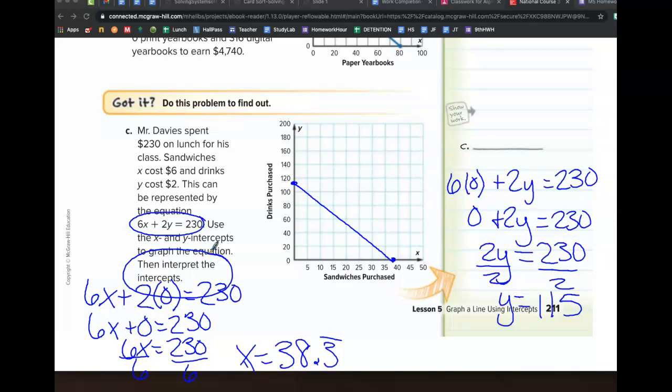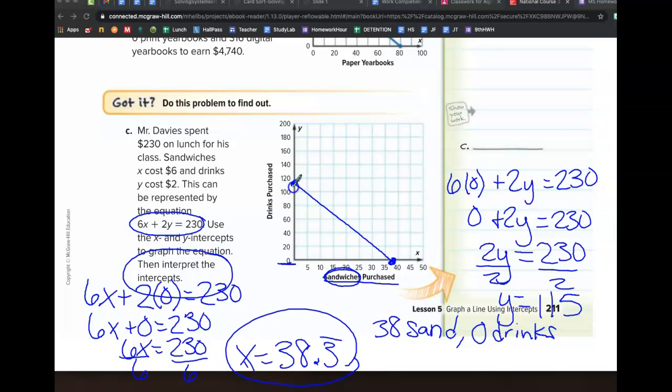Now, it says to then interpret the intercepts. Okay? So if I first interpret my x-axis, it's talking about sandwiches purchased. So essentially, since my x-intercept is 38.3 repeating, if I buy 38 sandwiches, I can't buy any drinks because the value of drinks is 0 at that coordinate point, since y represents drinks. So to interpret it, I could say if I buy 38 sandwiches, I can buy 0 drinks.